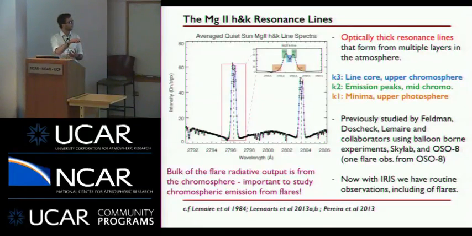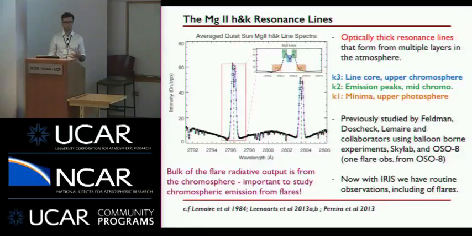And it has this kind of complex structure in the quiet sun that is made up of these components. So it ranges from the upper photosphere to upper chromosphere. And it's been previously studied by balloon-borne experiments, Skylab and OSO8, mainly in the quiet sun and network and plage. But there's only been one flare observation, and that was Lemaire in 1984.